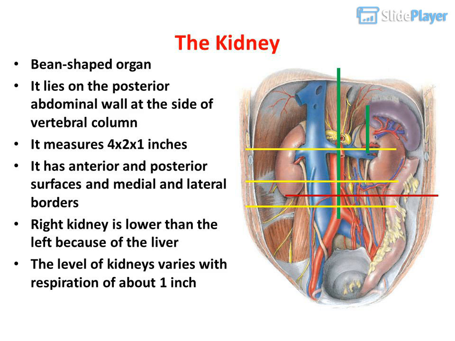It measures 4 by 2 by 1 inches. It has anterior and posterior surfaces and medial and lateral borders. The right kidney is lower than the left because of the liver. The level of the kidneys varies with respiration by about 1 inch.